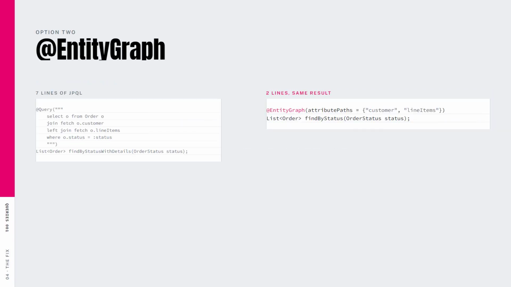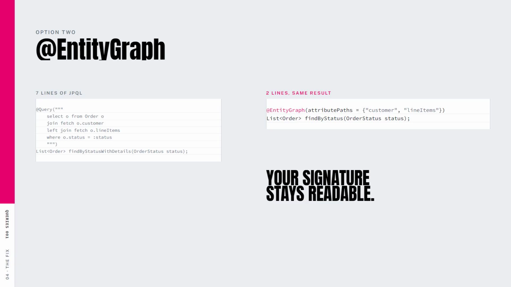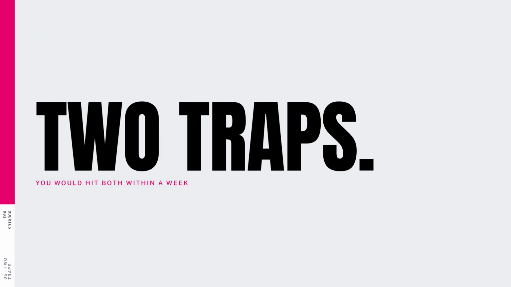Option 2 is the entity graph. My favorite when I do not want to write JPQL. Put @EntityGraph with attribute paths on top of a plain derived method. Same result, and your method signature stays readable. Two traps, because if I sent you away with only join fetch, you would hit both within a week.